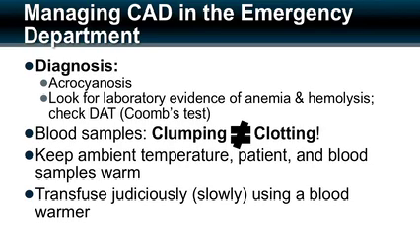One should look for laboratory evidence, of course, of anemia and specifically hemolytic anemia, and check the Coombs test. In terms of blood sampling, remember that clumping does not equal clotting, and one can rewarm and pre-warm samples to get good blood samples from these patients. You need to keep the ambient temperature, the patient, and blood samples warm until they are appropriately handled in the laboratory, and to transfuse judiciously, and that means slowly, using a blood warmer if one needs to transfuse.